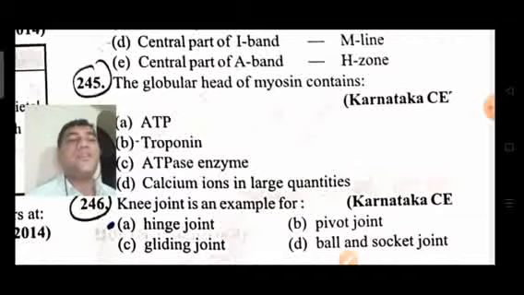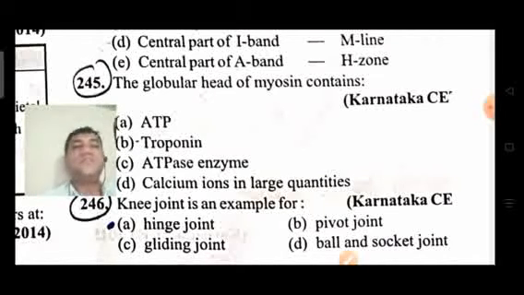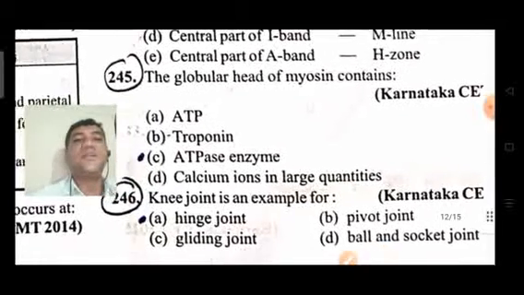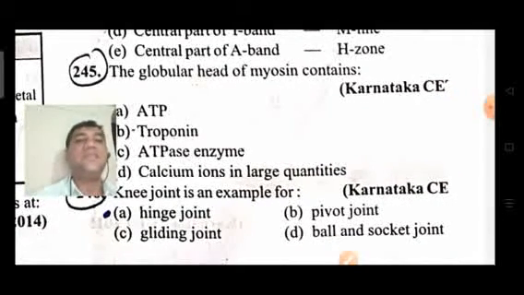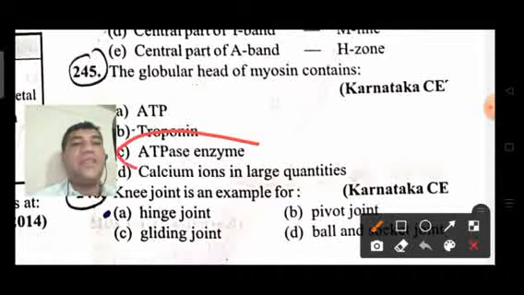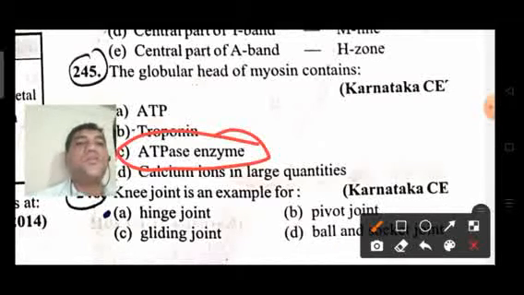Next, the globular head of myosin contains. This is a Karnataka CET question. The globular head of myosin contains an ATP binding site. The head contains the ATPase enzyme, which converts ATP into ADP plus Pi. So the ATPase enzyme is present on the globular head of the myosin molecule.